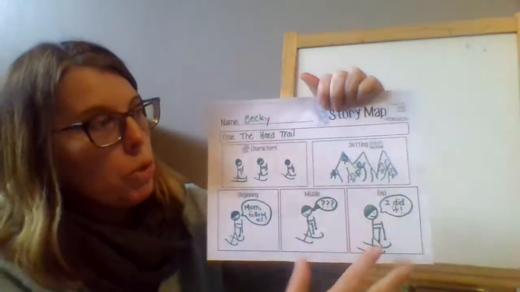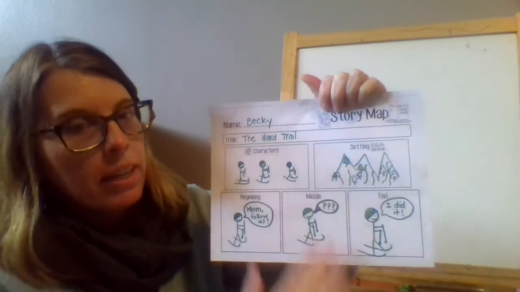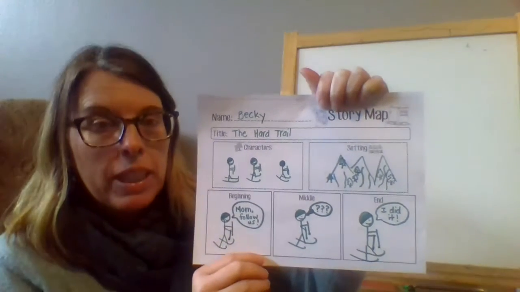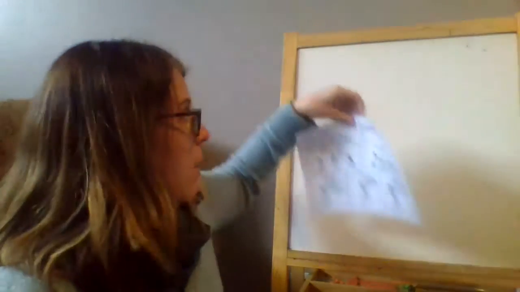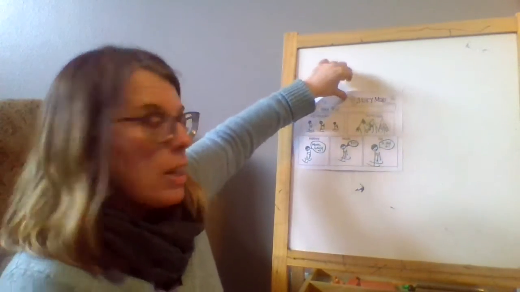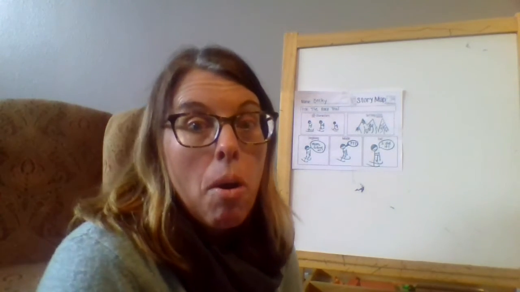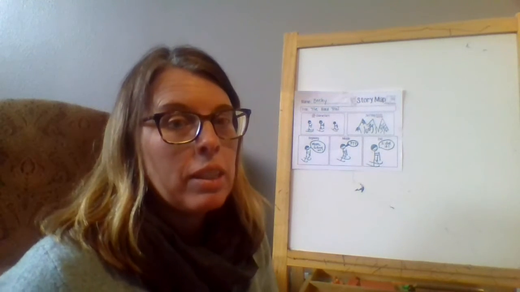So we have our story maps with the beginning, middle, and end, the characters and the setting. And I wanted to show you what I did to start out with. The first thing that I did, and we've talked about this so much in class this year, is to go back and reread the pages that you've already written so that you can remember what's going on in your story and you can see right where you're at.